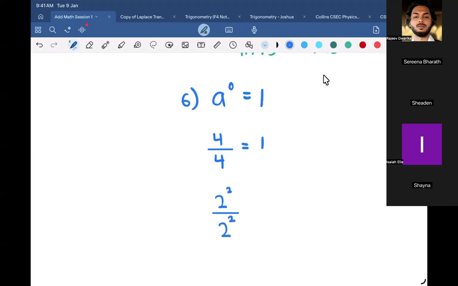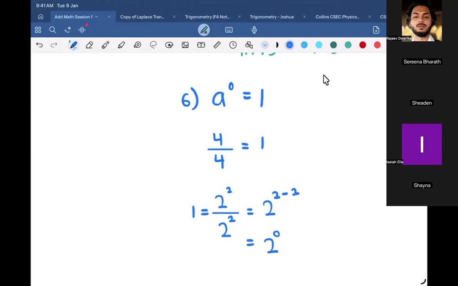So Shayna, over here we have 2 squared divided by 2 squared. Now, from the rules you learned previously, we know this is equal to 1. We know that 4 over 4 is equal to 1. And from the rules you just learned, if you have the same base to a power divided by the same base to a power, what would you do when you're dividing powers? I subtract the powers. So this would work out to be 2 to the power 2 minus 2.